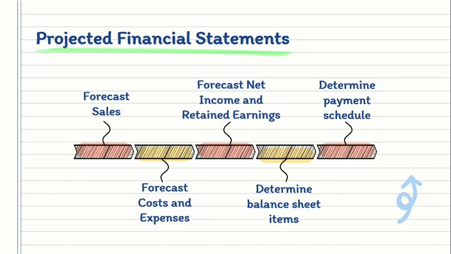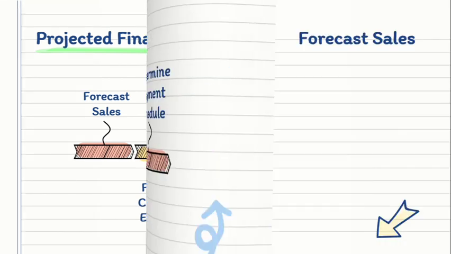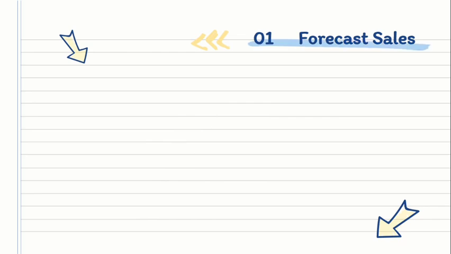Then, the third step is to forecast net income and retained earnings. Next, after forecasting net income and retained earnings, we will determine balance sheet items. Then, lastly, we will determine payment schedules. So, the first step is to forecast sales. In forecasting sales, we need reasonable assumptions, right?